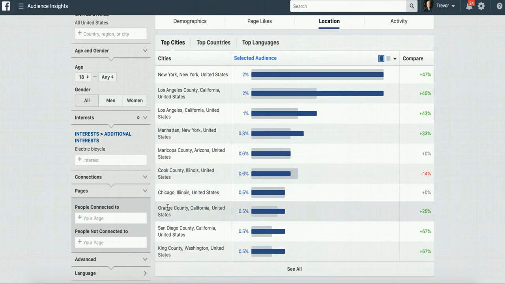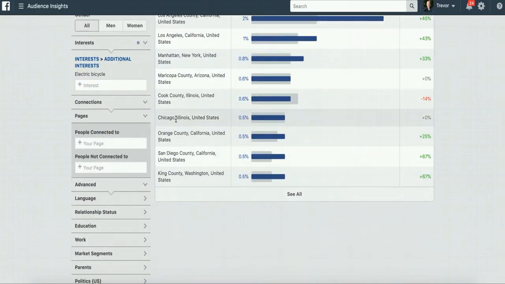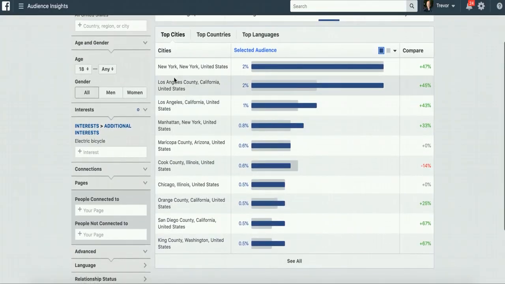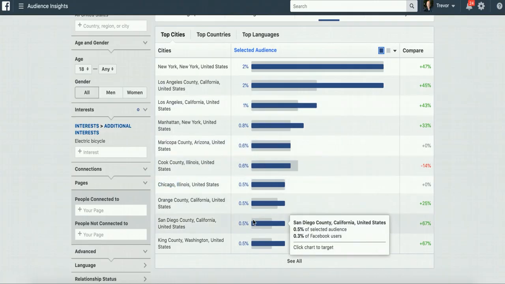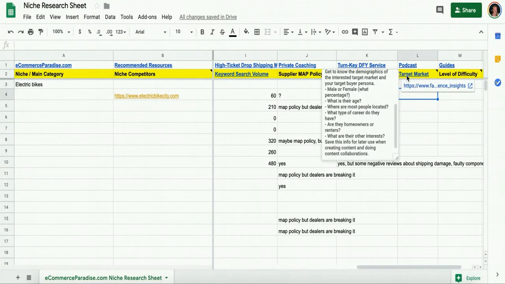All right, Chicago, Orange County, San Diego, King County, Washington. Yeah, so definitely target market. And just knowing that your target market is mostly New York, Los Angeles, Chicago, San Diego, King County, Orange County, you will have a better time at creating your content around those people. So you can create content just for people in New York, blog content just for people in Southern California, blog content just for people around Seattle and Chicago. And you're going to be targeting most of your audience because that's where most of the audience is on Facebook. All right, let's see what's next.